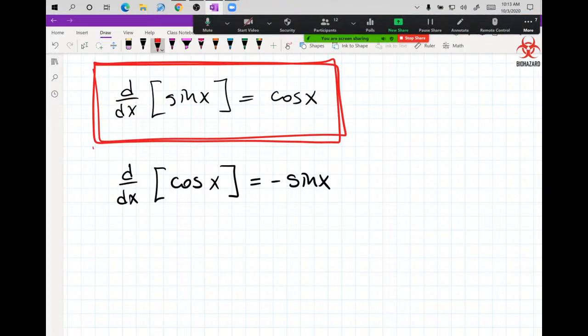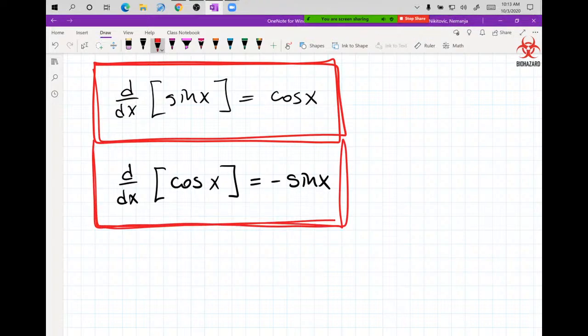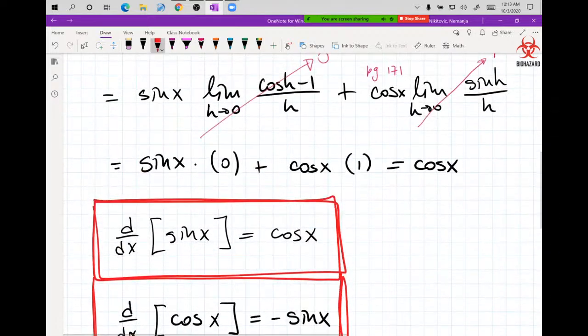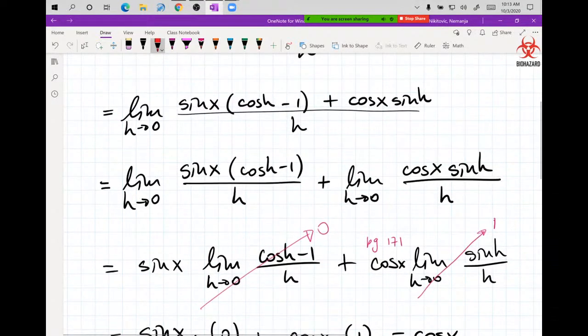And this is another formula which we are memorizing, so we do not have to do this to find the derivative.